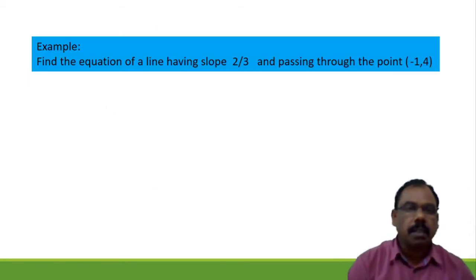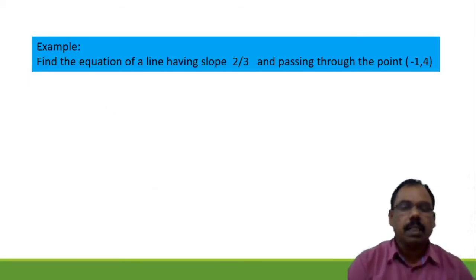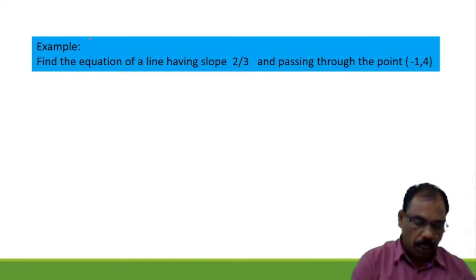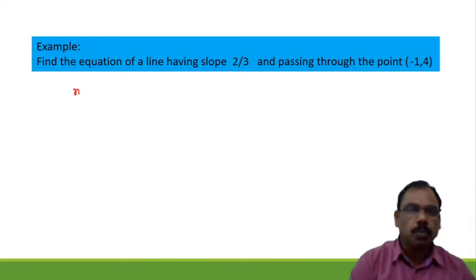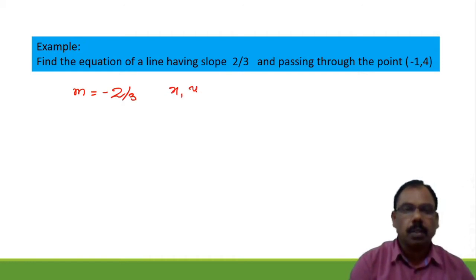Let us take an example. Find the equation of a line having slope 2 by 3 and passing through the point (minus 1, 4). We know that m is equal to 2 by 3 and it is passing through the point (x1, y1) that is equal to (minus 1, 4).